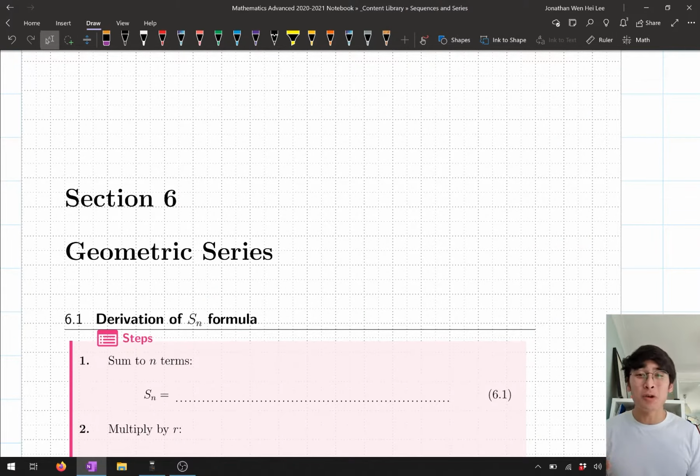In today's lesson, we're continuing our topic of sequences and series, and we're going to look at the next type of special series, or next type of special sum, a geometric series.